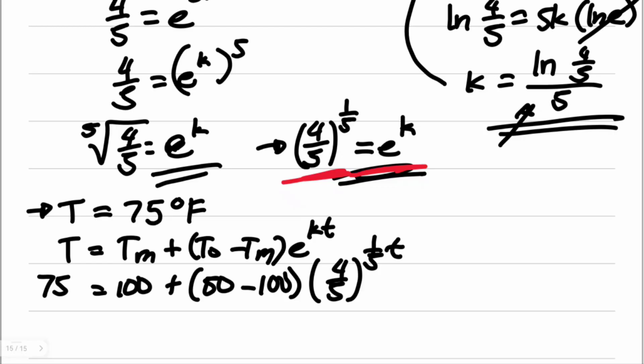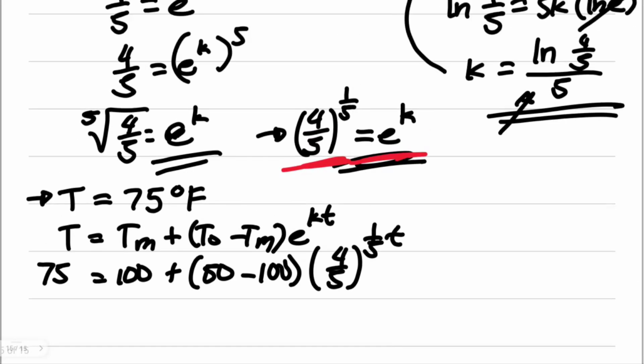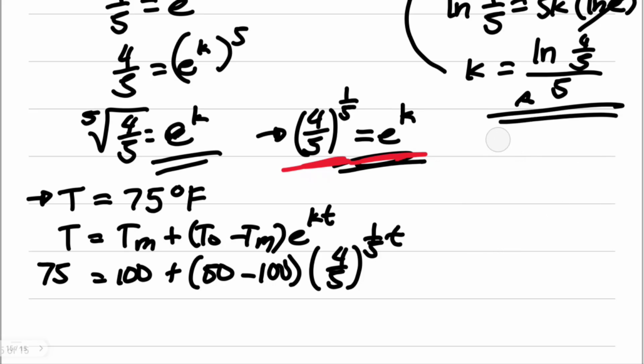It may look a little complicated for some, but we can actually have a simpler process than simply using this value for k, meaning e to the power of the natural logarithm of 4/5 over 5. This is even more complicated for me because you have to multiply by t here as well. So either way, let me continue with my process.